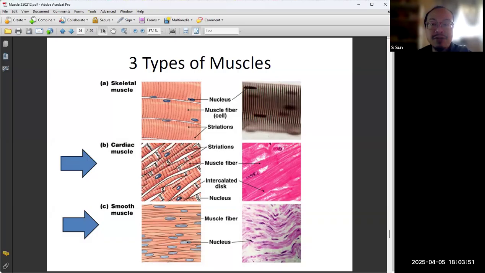Cardiac muscle has a feature. Cardiac muscle is also striated. And the cardiac muscle is the muscle for the heart. So that's its feature. Smooth muscle doesn't have this striation. Smooth muscle is a muscle for the tube, including the vessel, including the digestive tube. Internal organs are made by the smooth muscle. Yeah, so that's that.